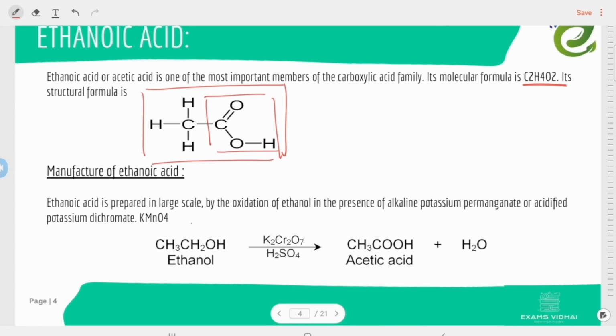Ethanoic acid is prepared on a large scale by the oxidation of ethanol in the presence of alkaline potassium permanganate or acidified K2Cr2O7. When ethanol is reacted with K2Cr2O7 in the presence of H2SO4, because it is acidified, we get acetic acid and water. We have discussed the mechanism of this reaction in the last video.